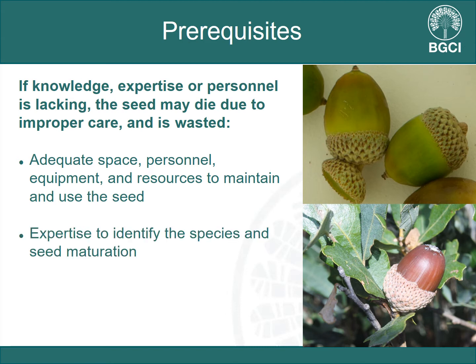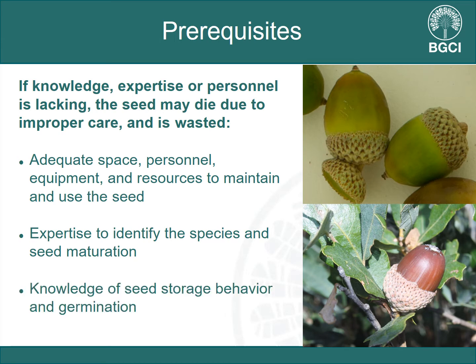You need botanical expertise to identify the species in the field and know if you have the seed at its highest level of maturity so that it will be viable. For example, shown here are immature and mature acorns. You need knowledge of how to care for that species, such as its preferred soil type, storage and chilling requirements, and germination conditions.